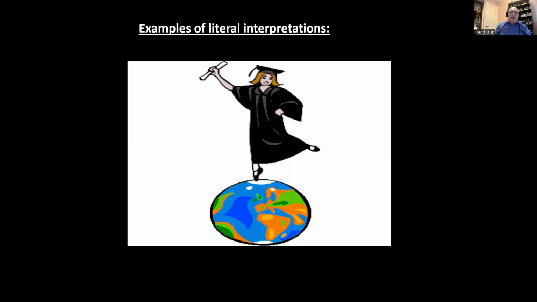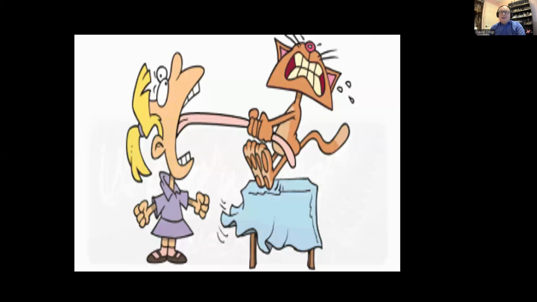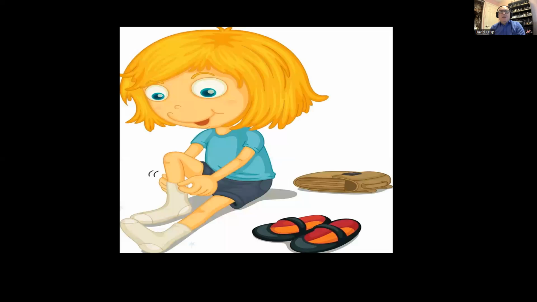Examples of literal thinking there. That lady there is on top of the world, literally. Cat got your tongue. I just love these pictures. That's obviously raining cats and dogs. Common one here, pull your socks up. We all get told this when we're kids, pull your socks up. And generally it has nothing to do with putting your socks up, literally. It's about get your act together. And again, very, very difficult concepts for some people.